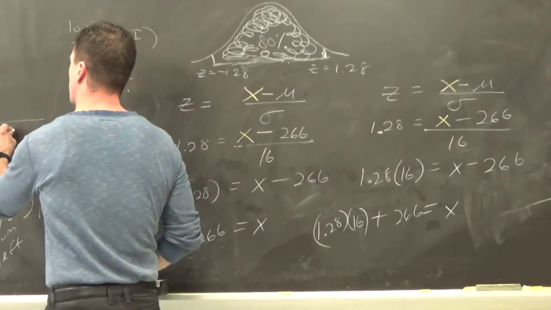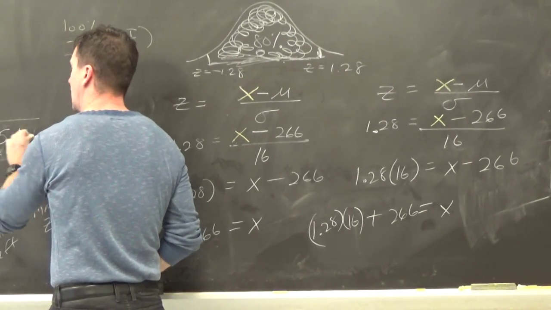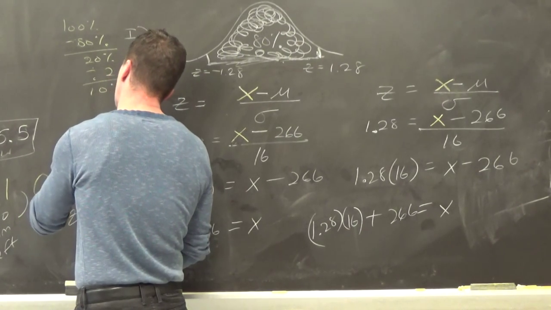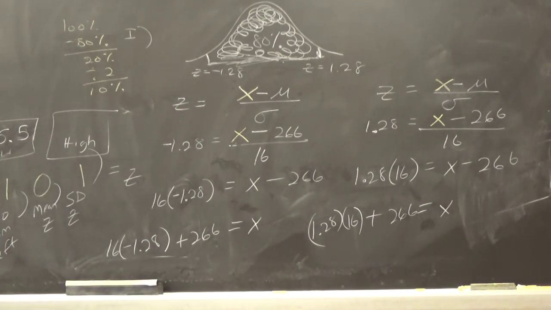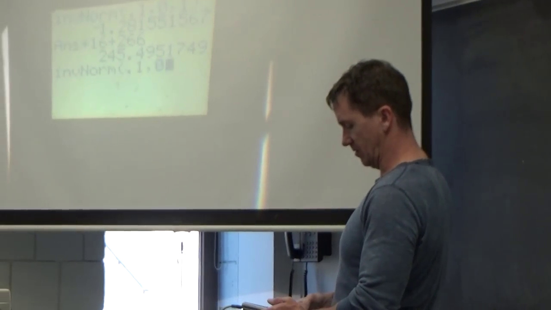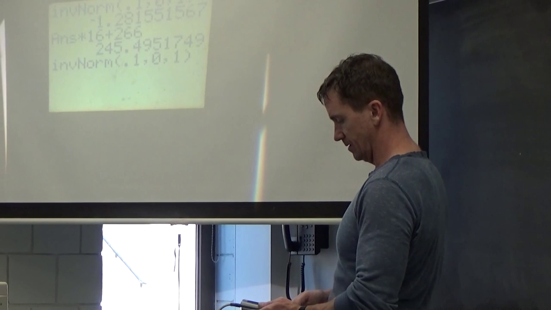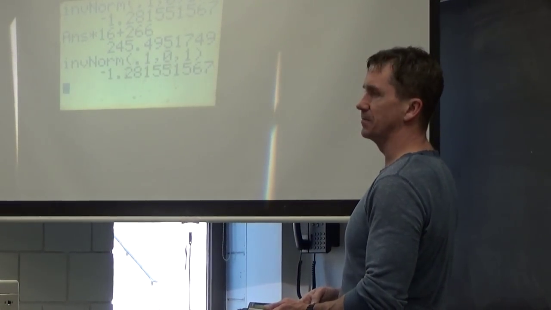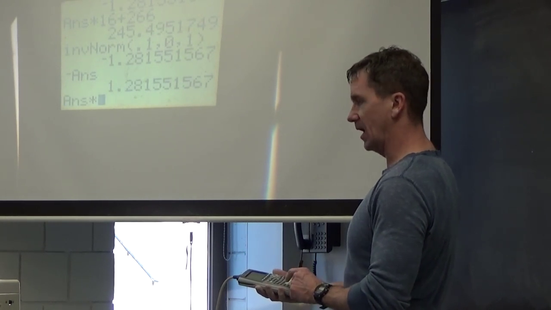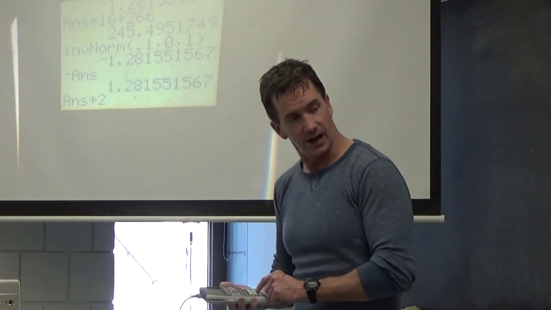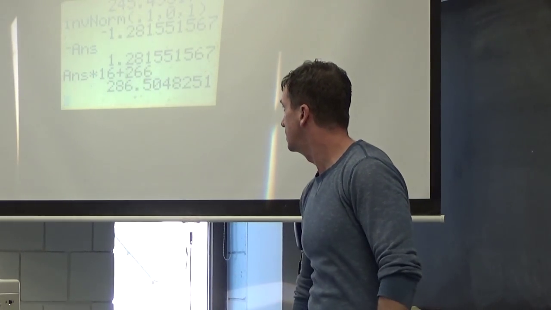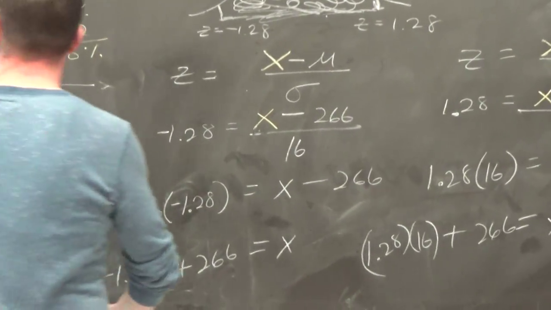So Art, you were right, 245.52, and I'm going to put 245.5. That would be the lower. And the higher value, I'm just going to do the same thing, but multiply by negative one. Second distribution, inverse norm, 0.1, comma 0, comma 1. That's negative, but I want to use the positive. So I'll take a positive 1.28, multiply the 16 and add the 266. And I get 286.5. Now I'm going to draw this in a picture.